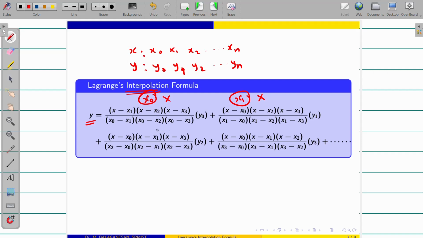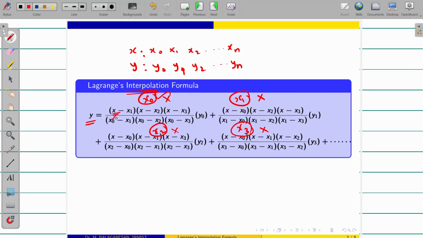In the third term, x2 won't be there. In the next term, x3 won't be there. In which way do you have to remember that? Just listen. I missed the value of x0. I am not going to subtract by x0 in the first one. So x minus x1, x minus x2, x minus x3. Which value have we omitted here? x0.